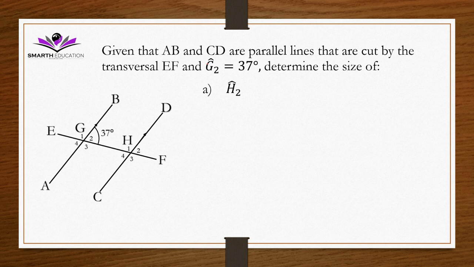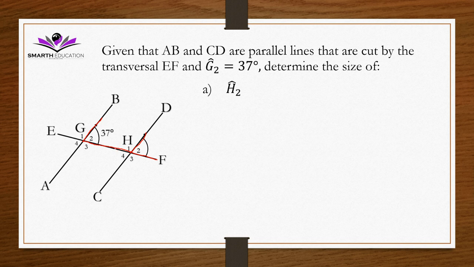All right, so now, which angle? H2? H2 is here. What can you say about H2 and G2? These are corresponding angles. See that? They are forming the letter F. They are on the same side of the transversal, and both of them are on the right hand side of the parallel lines.